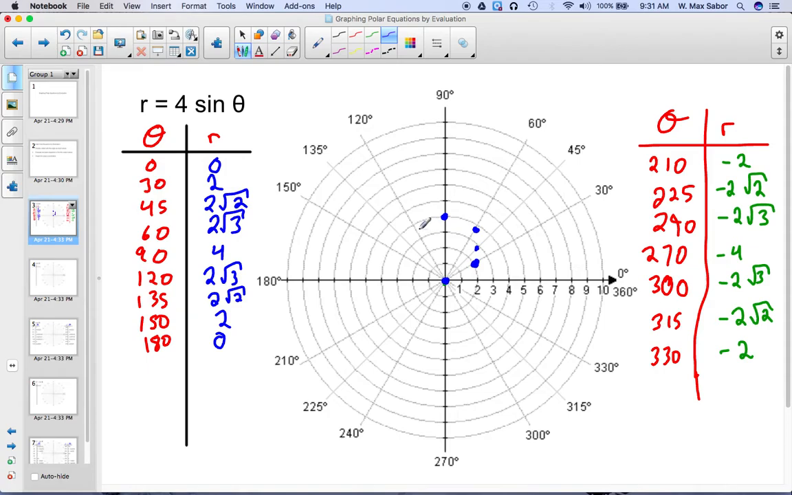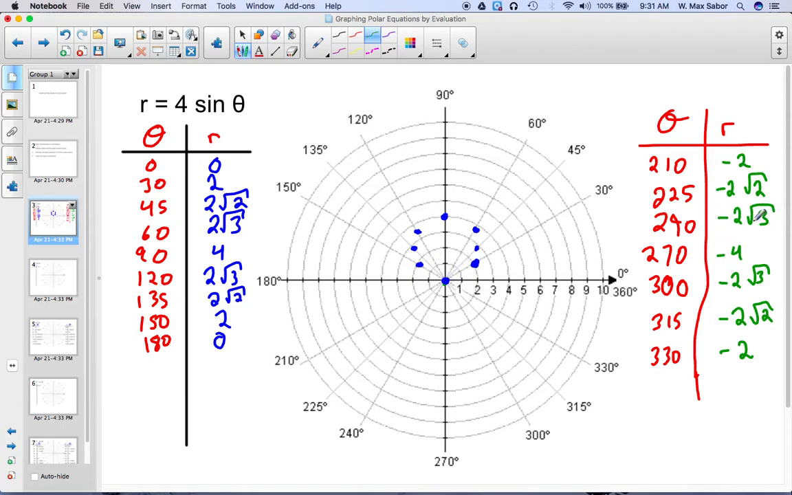Now 2 root 3, 120. Gives us about there. 2 root 2, 135. 2, 150. And then 180, 0.